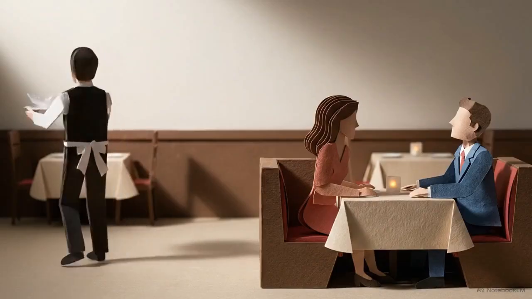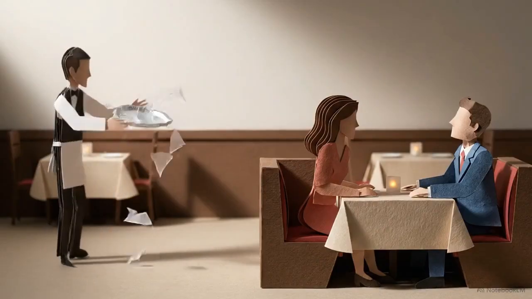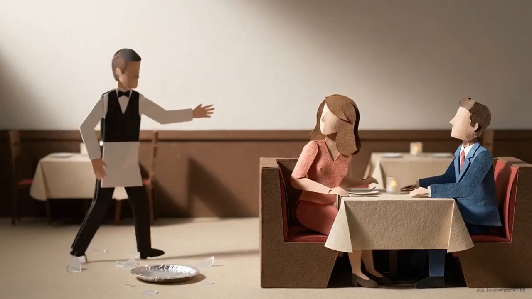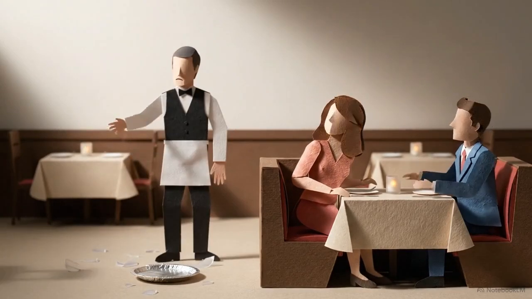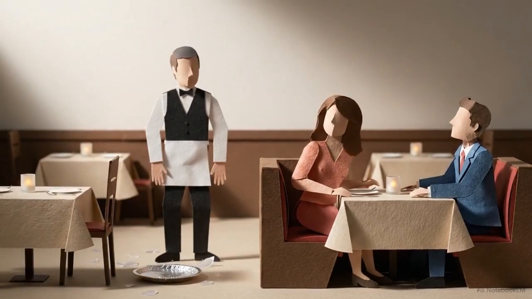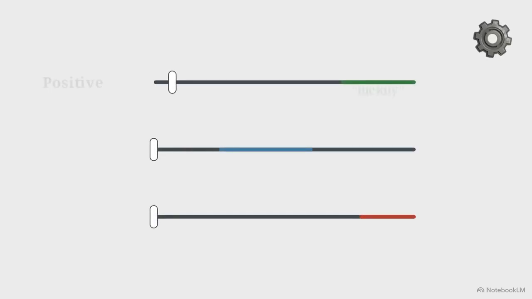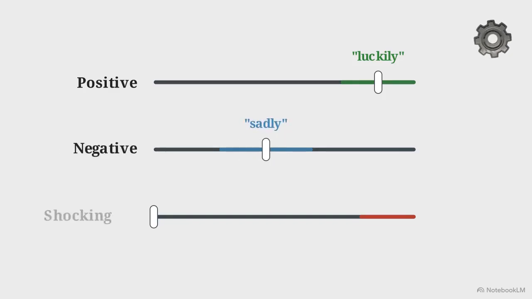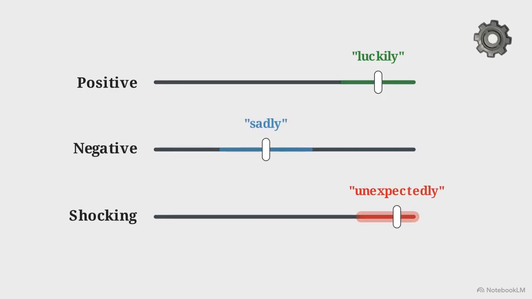Step 3 is the twist. A completely flat timeline is boring. To capture attention, a story requires an interruption or a sudden shift in momentum. You create the shift using adverbs. You can use positive adverbs like luckily, negative ones like sadly, or shocking ones like suddenly or unexpectedly.